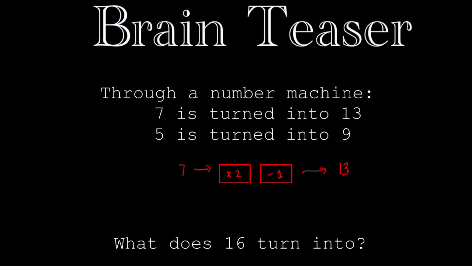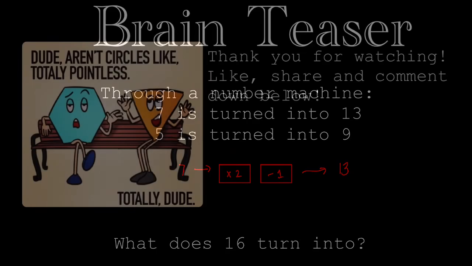So the answer for the brain teaser is actually 31, and the reason why is because the whole point of the number machine was that when the number is being put into it, it's being times by 2 and then minus by 1. So 7 times 2 gives us 14, minus 1 gives us 13, and the same principle for the number 5. So that's what you had to apply to 16 to get the answer 31.